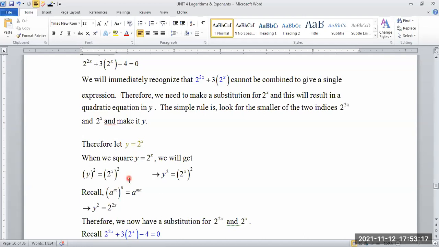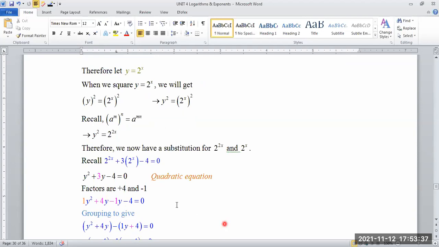So now that I have a substitution for y squared and for y, anywhere in the equation I see 2 to the 2x, I'm going to put y squared. And anywhere in the equation I see 2 to the x, I'm going to put y. So the equation is now y squared plus 3 times y minus 4. Then you now have a quadratic equation.